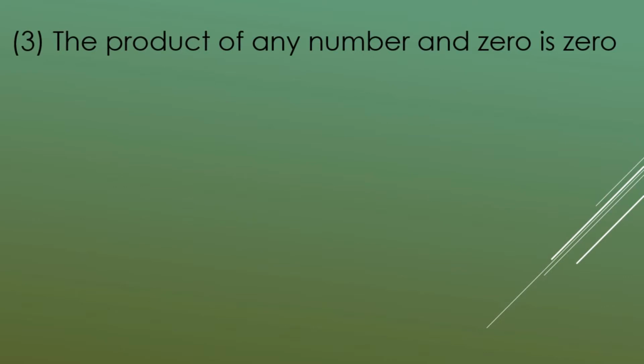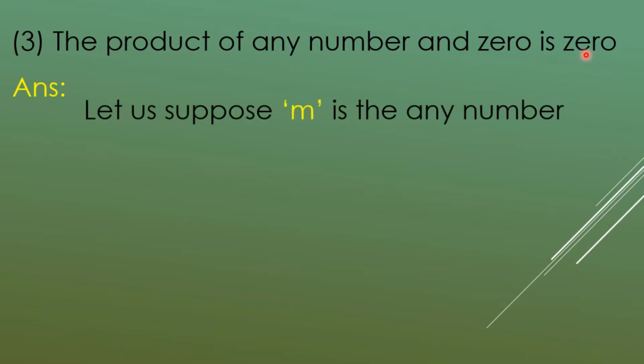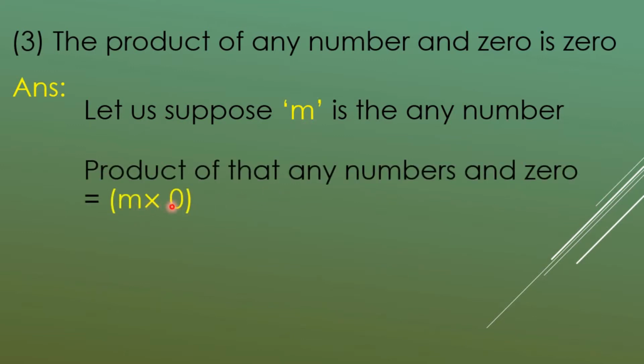Next property is the product of any number and 0 is 0. So let us suppose that any number is m, and the product of this number and 0 can be written as m into 0. As per the given property, the product of any number and 0 is 0. So we can write this property as m into 0 is equal to 0.